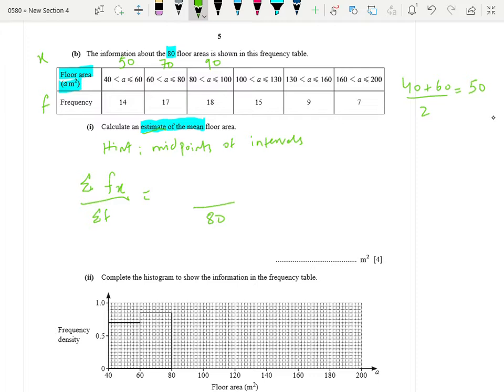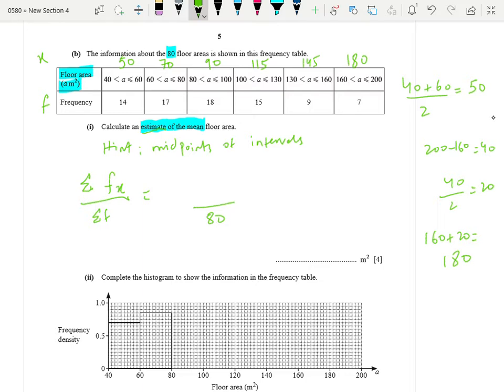100 and 130, so that is 30, divided by 2 would be 15. So 100 plus 15, 115. 130 and 160, that is again 30, divide by 2, 15. 130 plus 15, 145. 160 and 200 is 40, 40 divided by 2 is 20, 20 plus 160 is 180. So I just showed you the calculation for the last one. This is how I'm doing it. 40 over 2 is 20, and I add this 20 to the lower interval, so it gives me 180. Right now I have my x, now I have my f, and I just need to multiply.